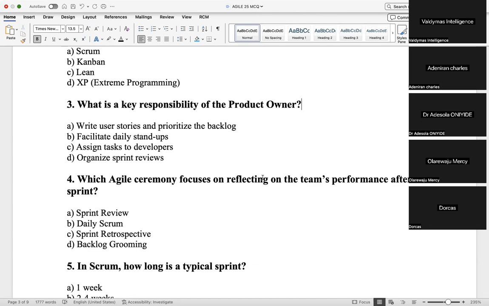But really, theoretically, sir, what do you think theoretically? Because I'm trying to see, this question seems to delve deeper into the technical, the answers seem to delve deeper into the technical aspects, while the question, on the other hand, seems to deal only with the theoretical aspects. What is the key responsibility of a product owner? Assign tasks to developers.